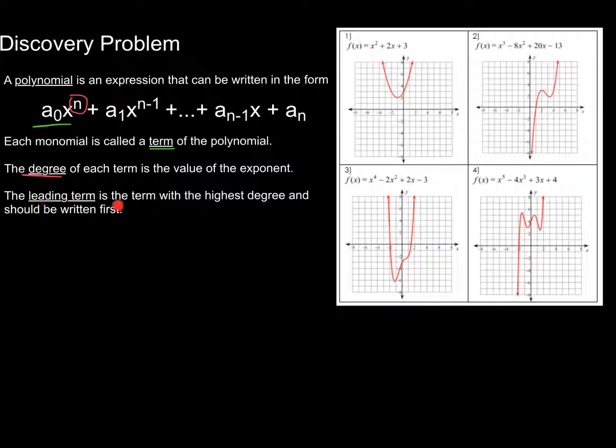And the leading term is the term with the highest degree and should be written first. And you guys should be used to that. In standard form, we always write the highest degree first, then the next highest one next, all the way down until you get to the x to the 0 term. So the leading term in this situation would be this term here.